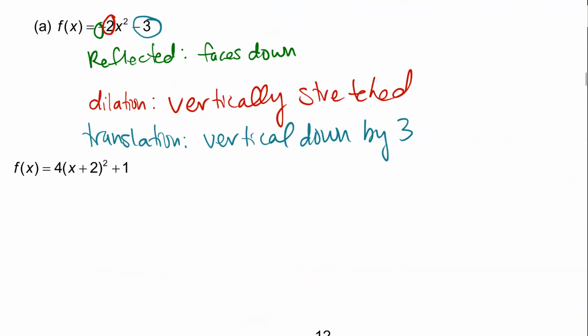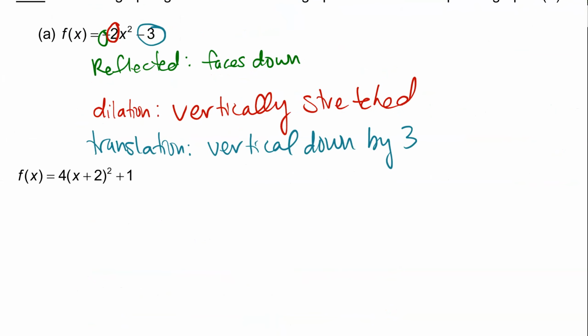It's a good bet though on the quiz. I'll give you a translation in it. Translation only when it's negative? No, the reflection's only if it's a negative. The translation is if you're moving side to side or up and down.